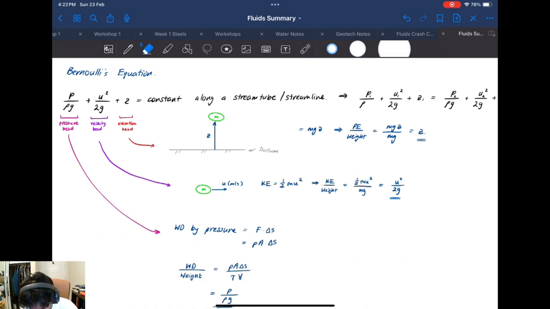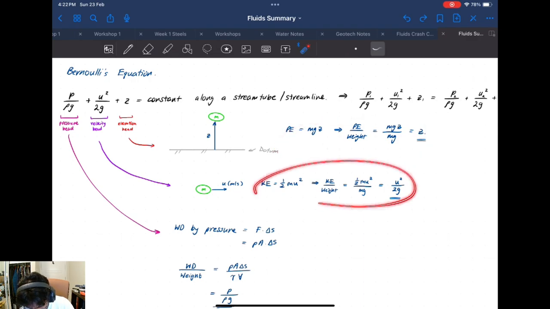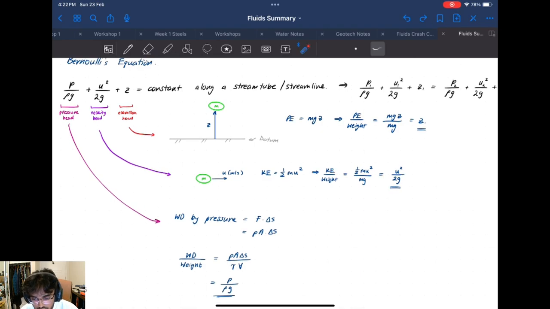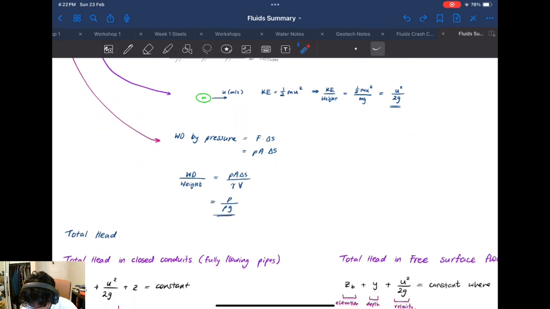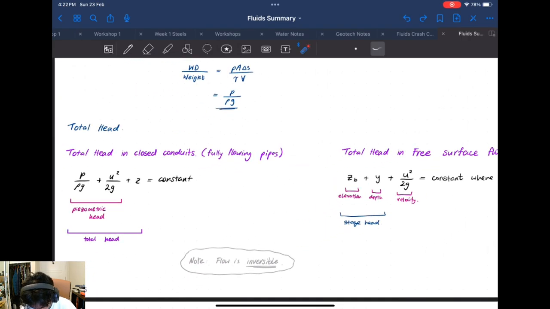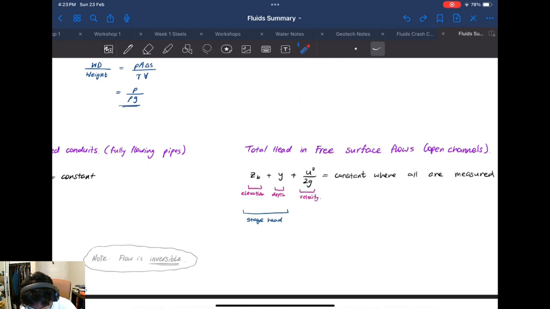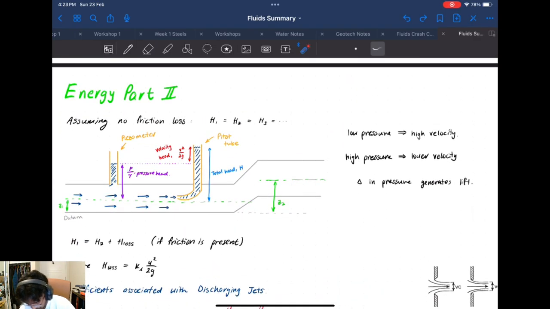So this is the gravitational potential energy. Oh yeah, sorry. The last part, the pressure head, is just the work done by pressure. So it's the work done by pressure. This is the kinetic energy part. Yeah. So it's more so in these pipes.